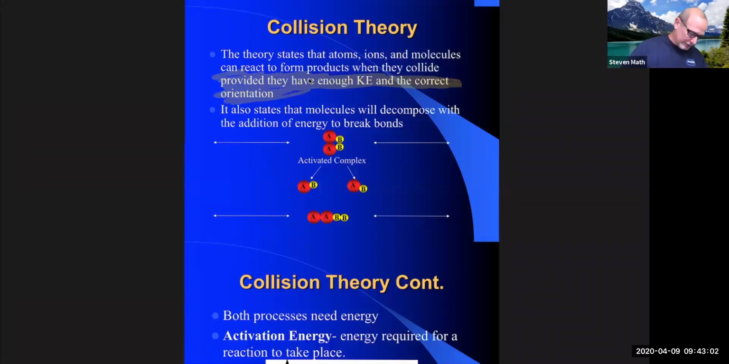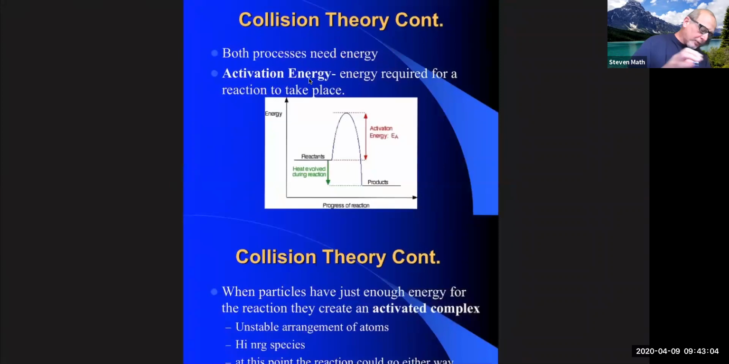So that's collision theory. Now, both processes are going to need energy. They're going to require energy. Now, this is called a reaction coordinate that we have right here.